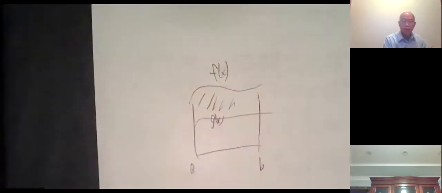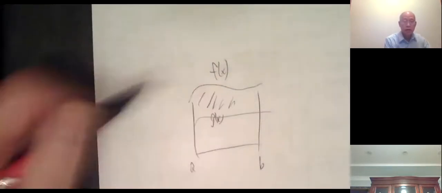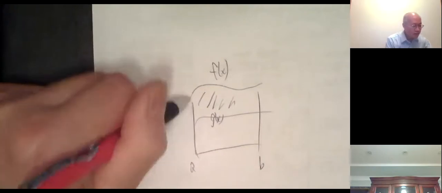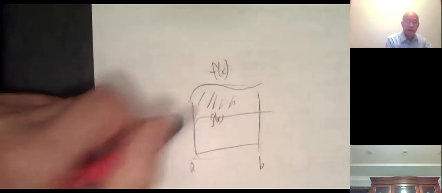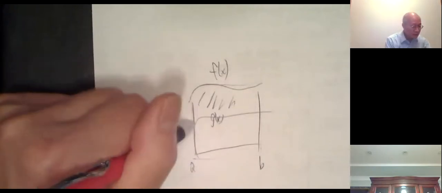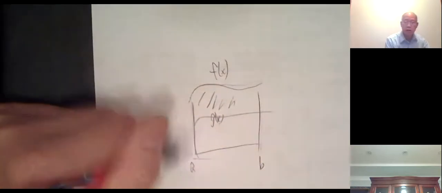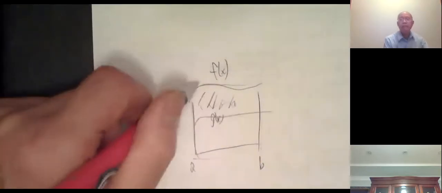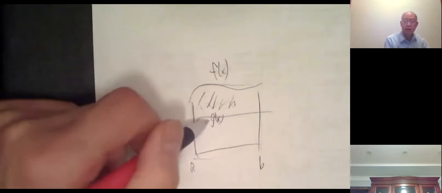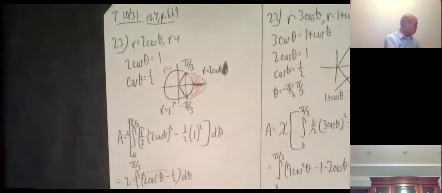f of x, g of x. And we're integrating from a to b, right? Okay. Well, if I take this area down there, that's the integral of f of x. If I take this area, that's the integral of g of x. So if I only want this, it's upper minus lower, right? The integral of f of x minus g of x in rectangular coordinates. Okay, so in polar coordinates, it's the same concept.